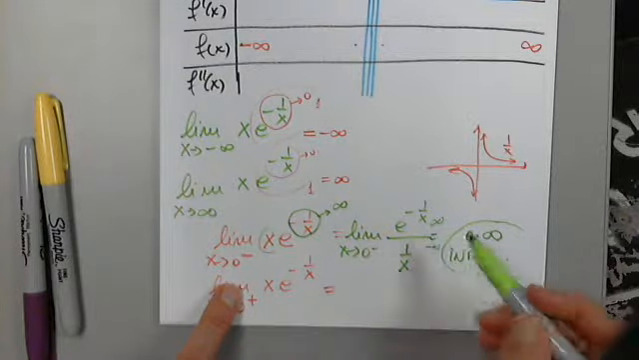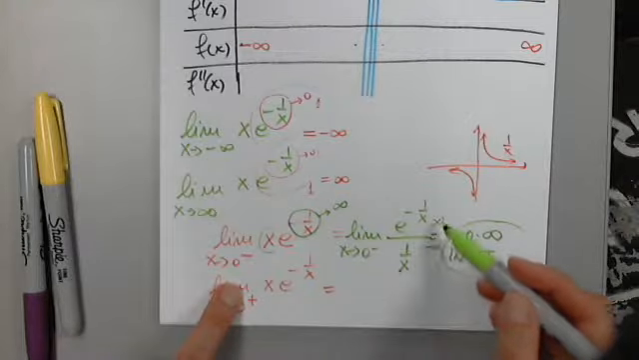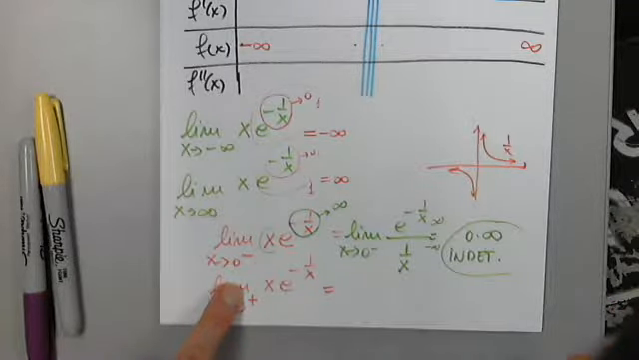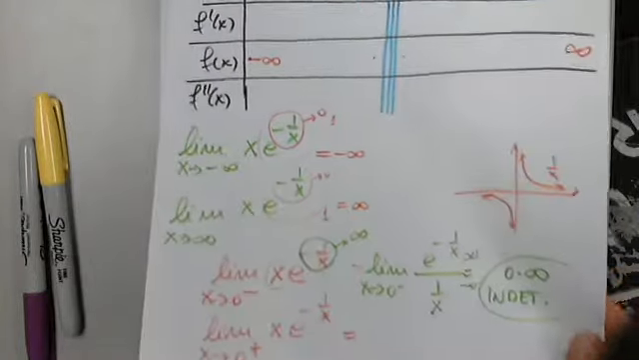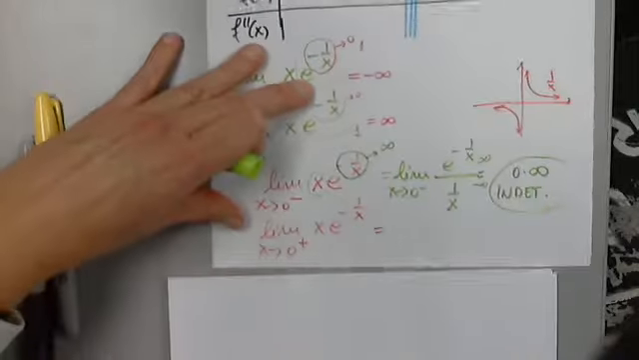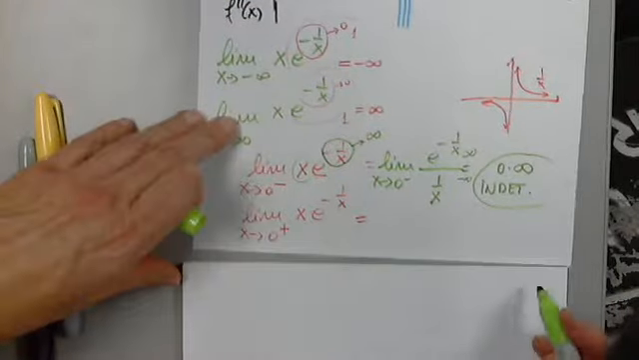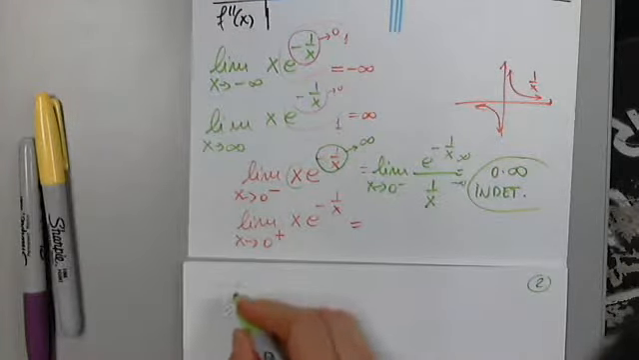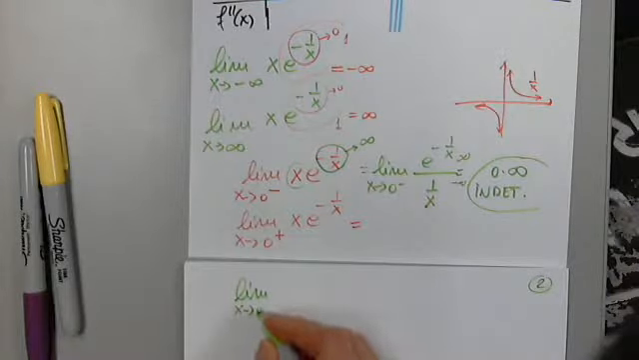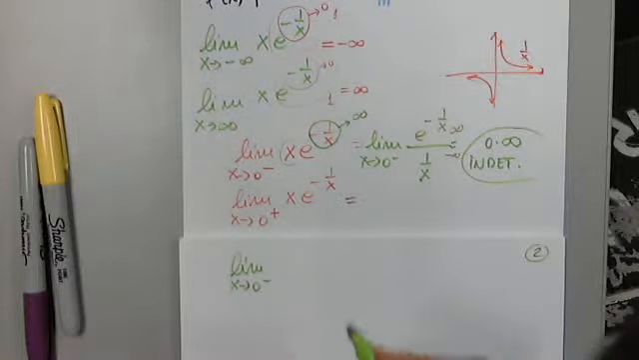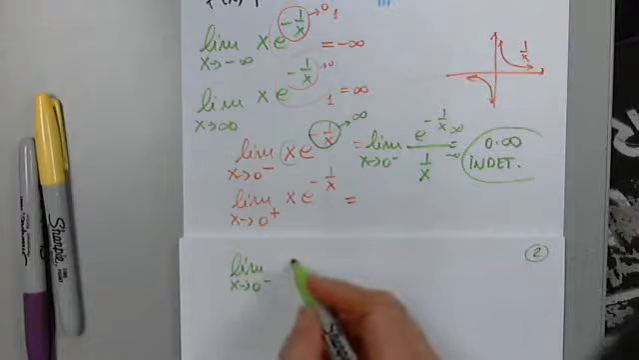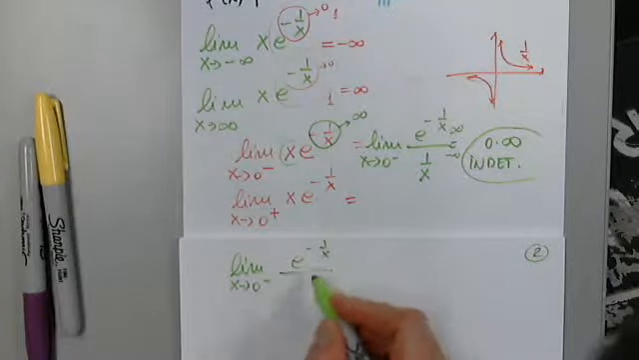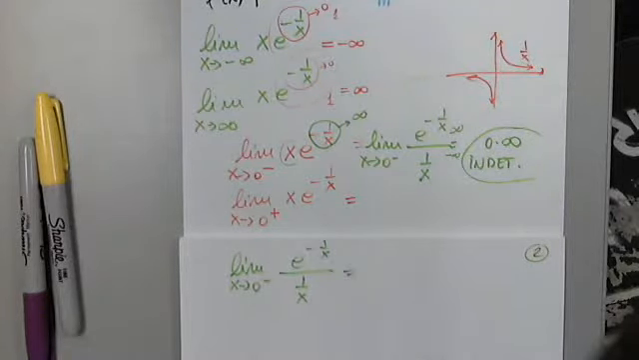So this is negative infinity. The sign is not important. It's still infinity over infinity. At this stage, I can use L'Hopital's rule. So let's do just that. Limit as x approaches 0 from the left. I'm going to copy it because I don't have room there. Surprise, right? Okay. So I differentiate the top.